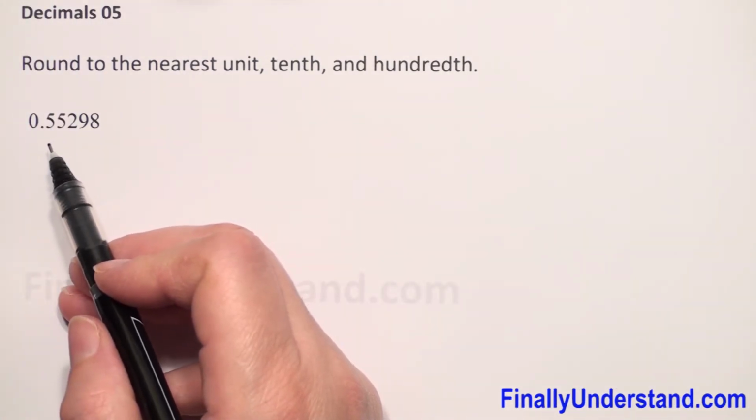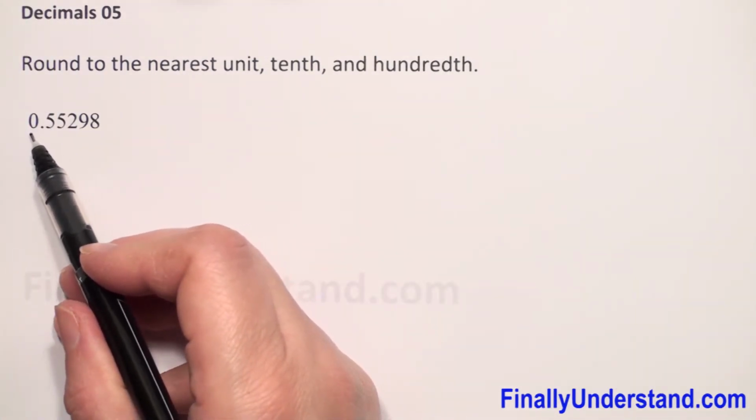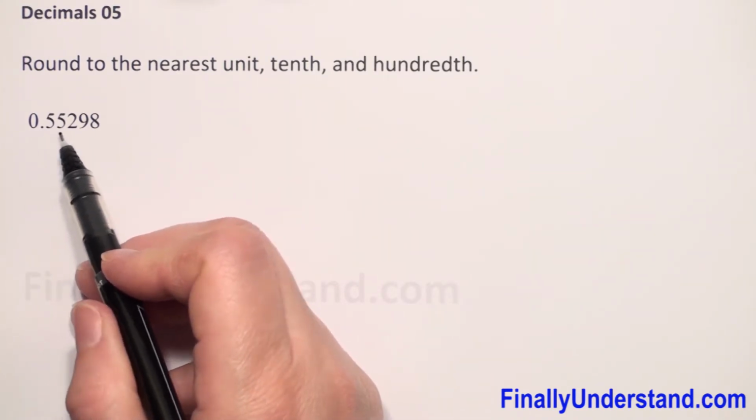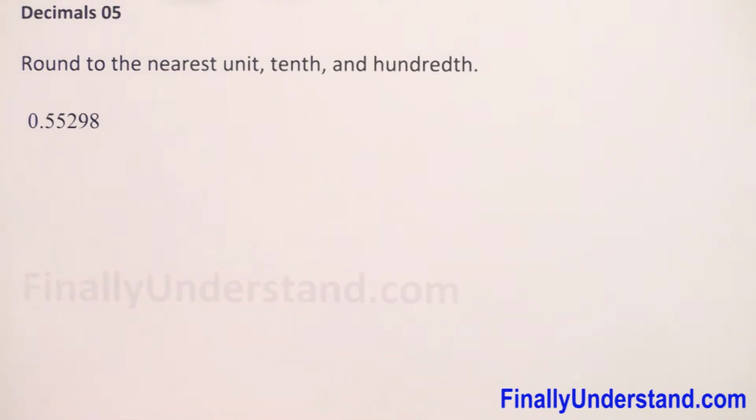We have a given decimal number. Why? Because we have a decimal point. The decimal point always goes between units and tenths. We can say ones and tenths. And how do we round these numbers? We use the same rule as for rounding whole numbers.